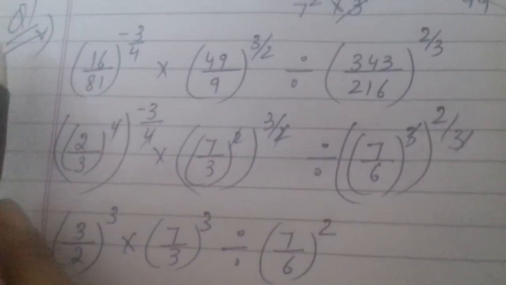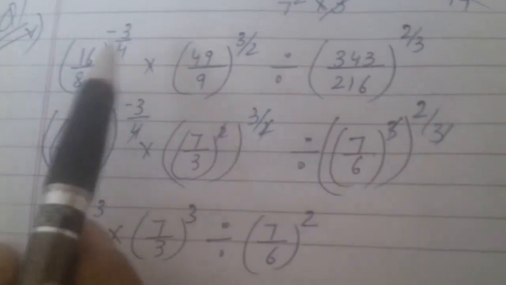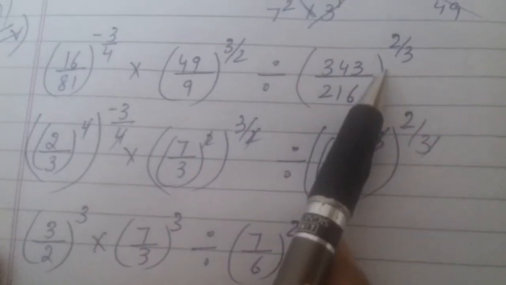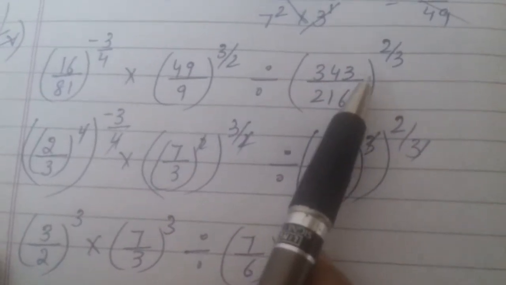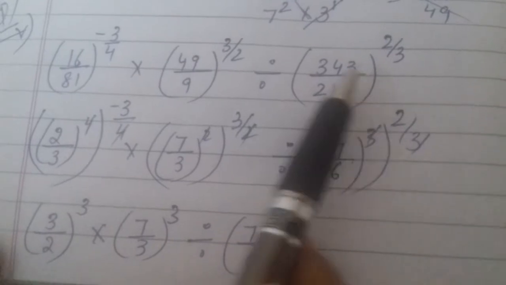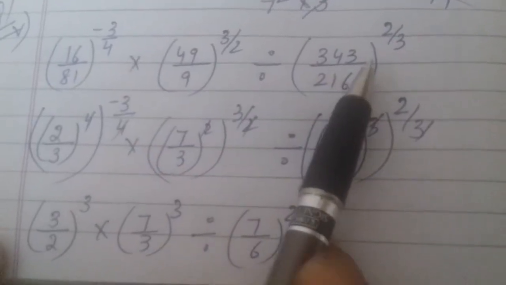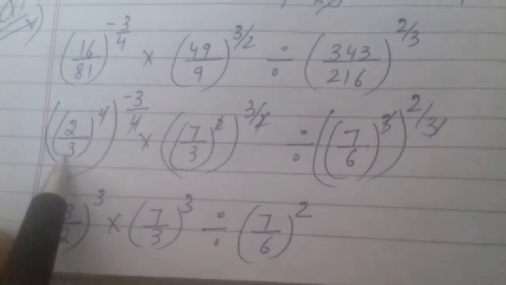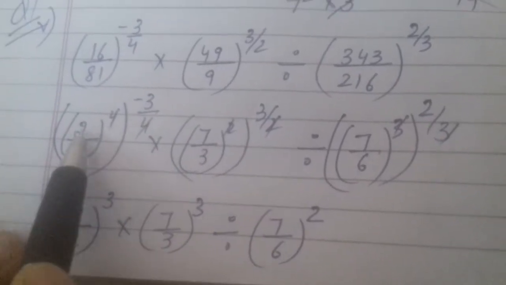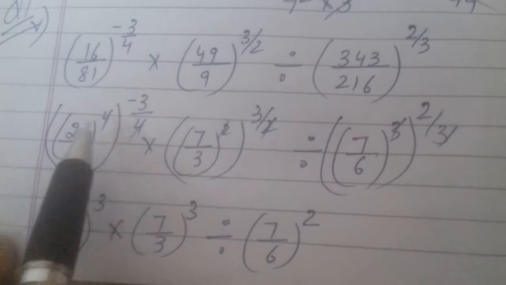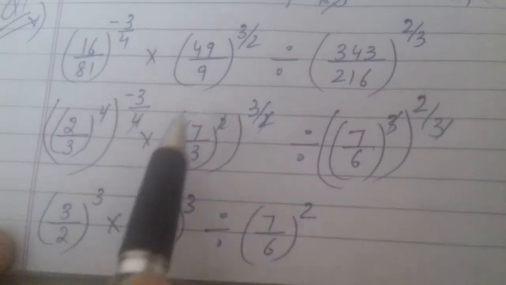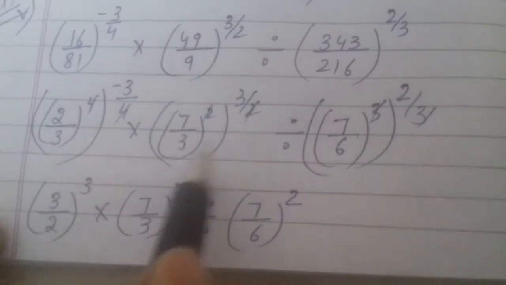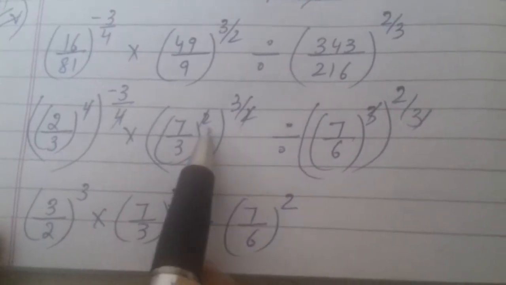Yes students, first question, fifth part. You can see all the powers are fractions, clear, and our first step is to remove the fraction. We have to change the fractional power into simple powers. Look children, 16 over 81. Can I write it as 2 by 3 raised to the power 4? Because 2 power 4 is 16 and 3 power 4 is 81. Clear? Same way, 49 over 9 can be written as 7 over 3 power 2.